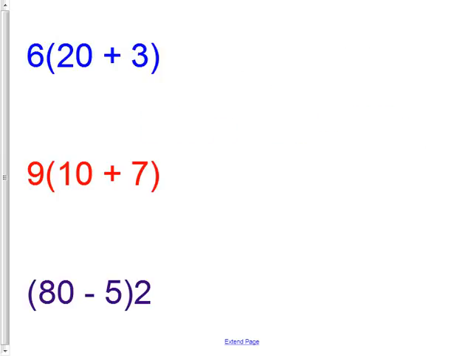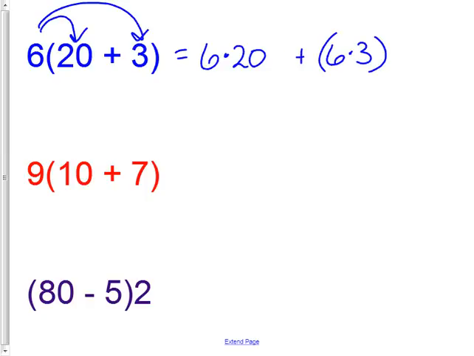So if I look at a couple of examples, I can use the distributive property to simplify these. So try them yourselves and then see how you did. All right, for the first one, you could have done 6 times 20 plus 6 times 3, which is going to give us 120 plus 18, which is 138.